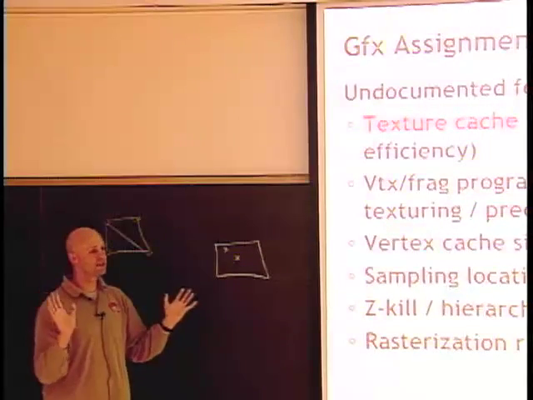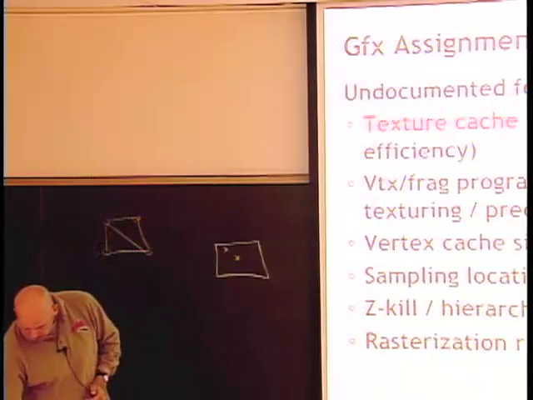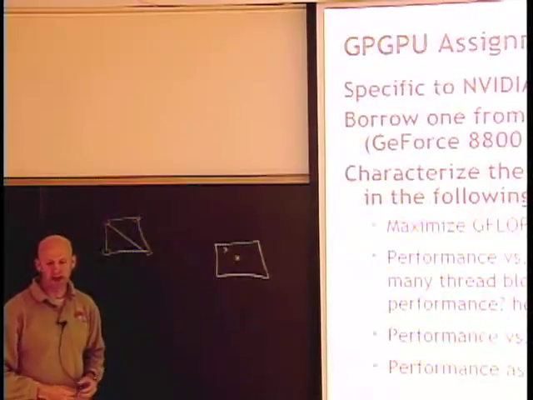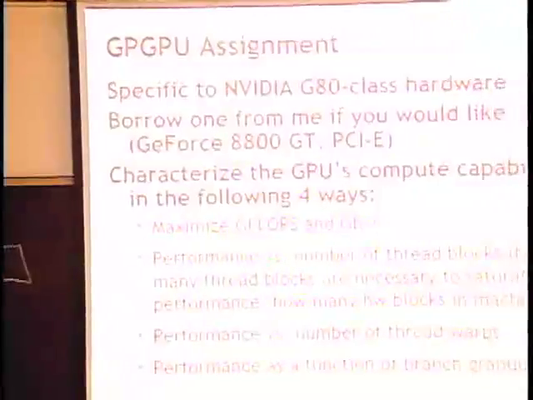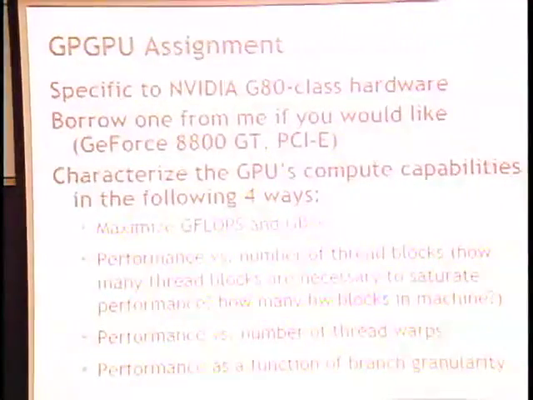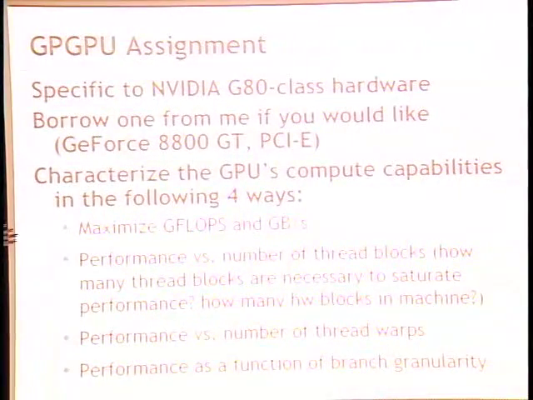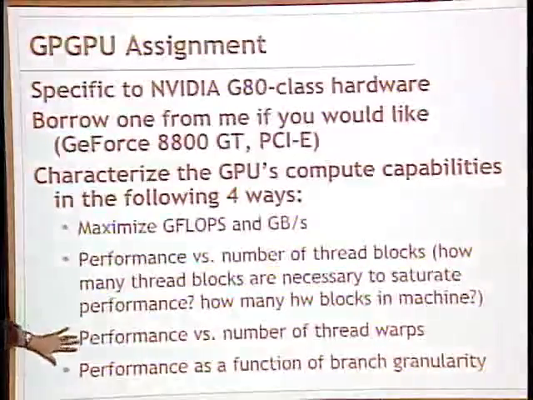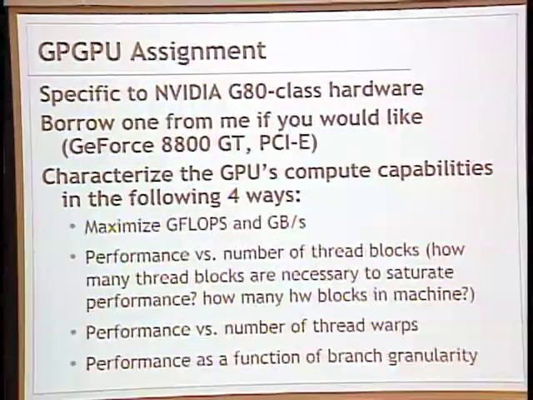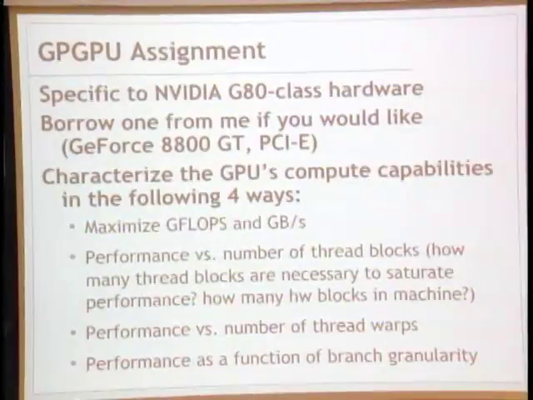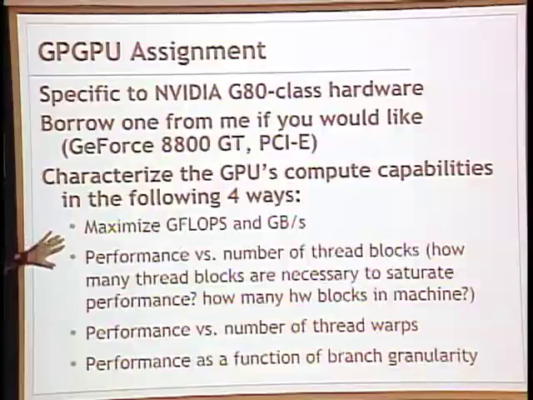So lots of ideas here. If you're doing the GPU side, it's specific to G80 class hardware, although if you want to use an AMD one, that's fine. I'm happy to lend you a card that'll work here. But you are to characterize the compute performance on 4 different axes. Again, this is described on the page, but this is where you have to write a particular set of experiments to characterize the performance of the GPU in these different aspects.